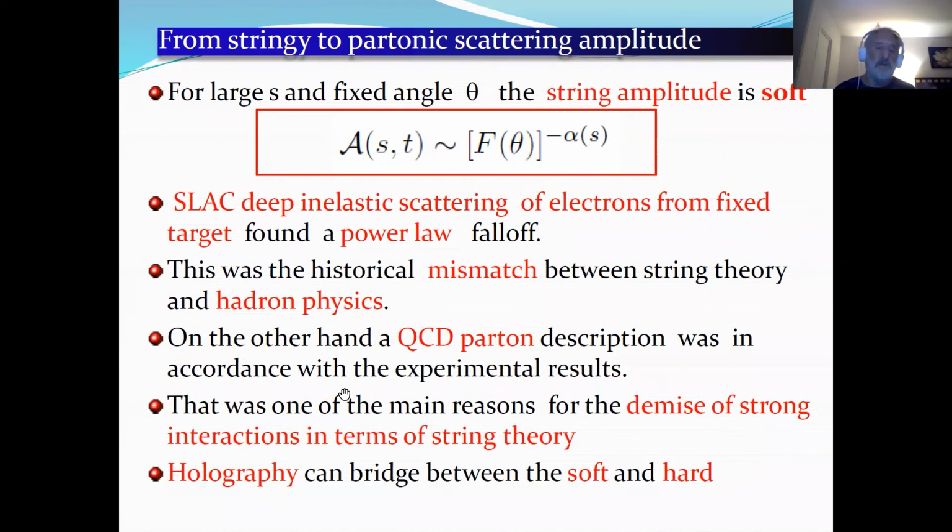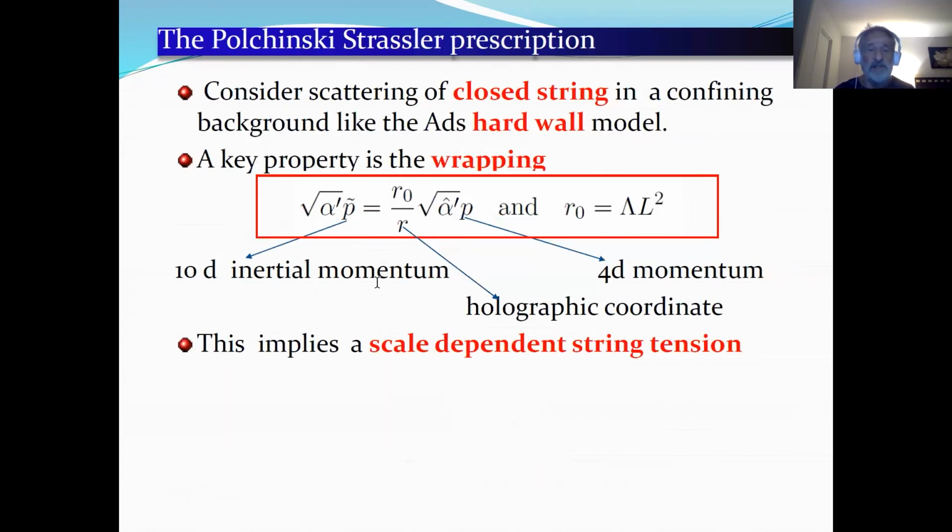Of course, there were two other factors. QCD with a partonic description did have this power law, and on top of that, string theory was then converted to a theory of quantum gravity and a theory of everything. But now I want to argue, following previous work by Polchinski and Strassler, and some more recent work of ours, that using holography we can bridge between the soft and the hard behavior. So how does it go?